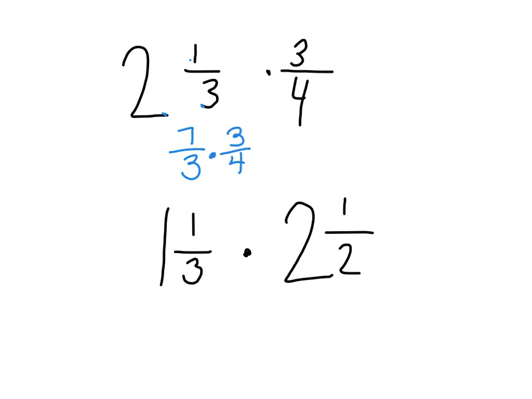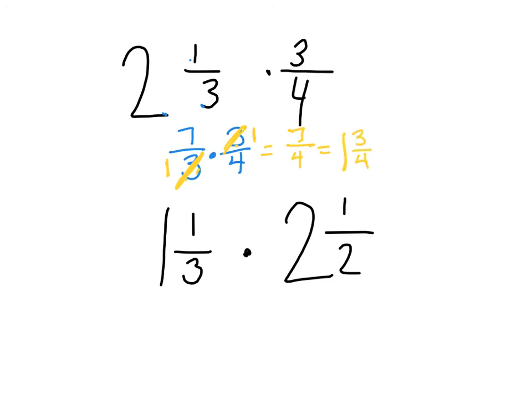Okay, now I'm going to look, is there anywhere I can simplify? And hopefully you saw that on this diagonal I had 2 3's, so 3 and 3 are both divisible by 3. So I'm going to divide both of those by 3 and turn them both into 1's, and then I'm going to multiply and get 7/4. 7/4 simplifies down to 1 3/4.